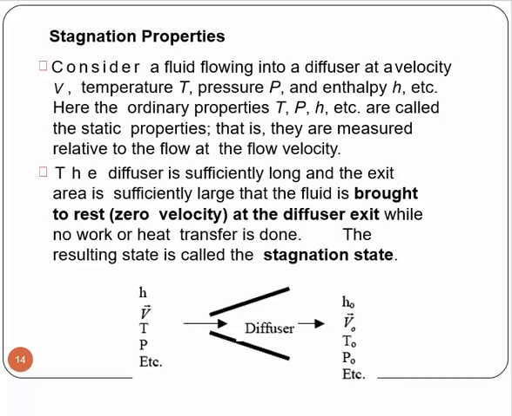In the figure, you can see there is a diffuser, with some enthalpy, velocity, temperature, pressure, etc. The particles are moving toward the diffuser. After passing to the diffuser exit, the velocity should be zero, or come back to rest.